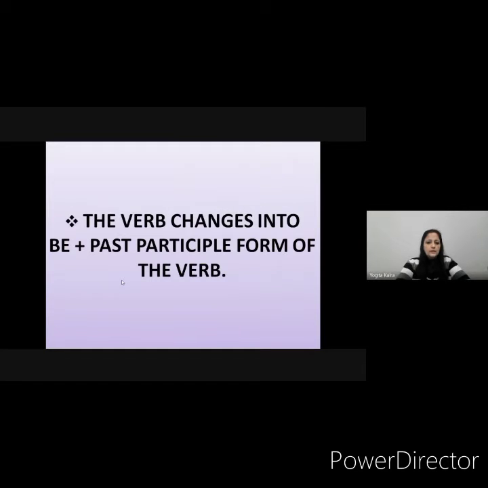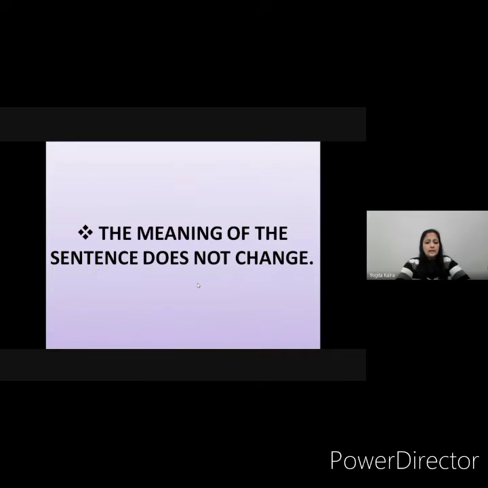The next one is the verb changes into be plus past participle form of the verb. All right. So here we will always use be plus past participle form of the verb, that is the V3 form of the verb. Right. The meaning of the sentence does not change. In spite of changing the active voice to the passive voice, the meaning of the sentence remains the same, children. It will not change at all.